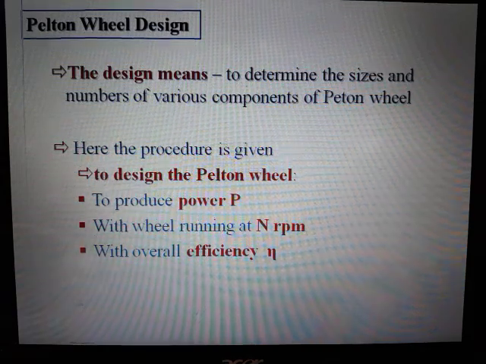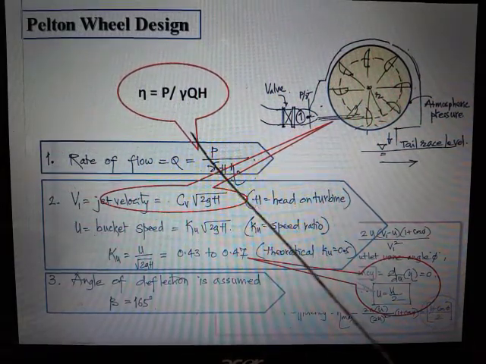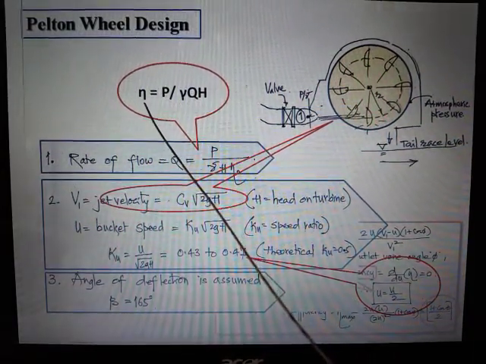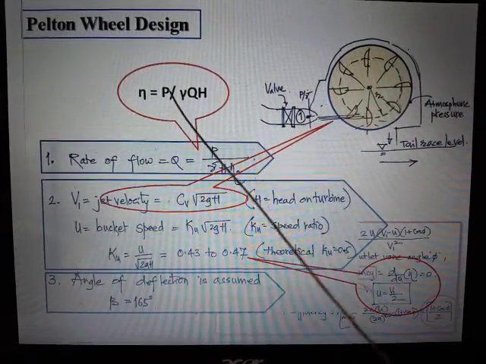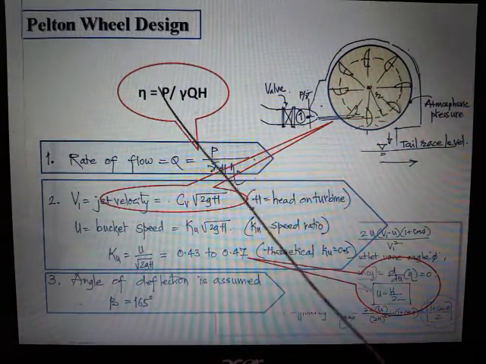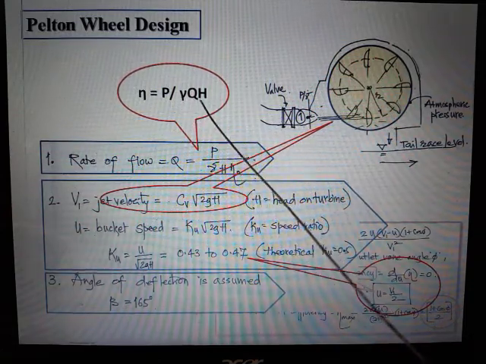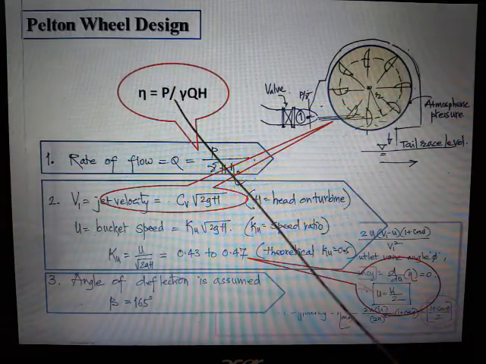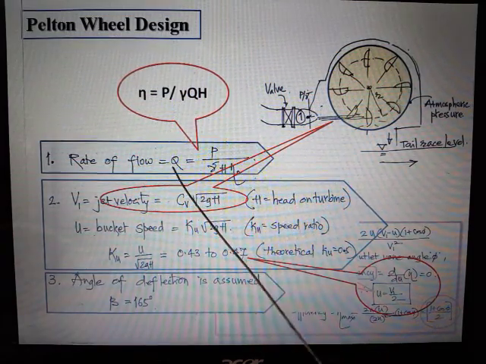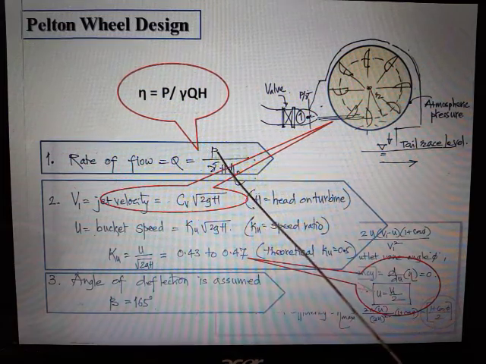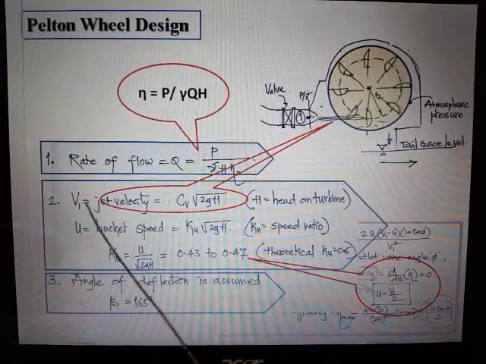We'll see the overall relations. So Pelton wheel design starts with overall efficiency eta equal to P divided by gamma QH. This P is power at the shaft. This gamma QH is power because of gross head, that is overall efficiency. From this relation we have to find out Q, the rate of flow. So Q is equal to P divided by gamma H eta. This is the first calculation.